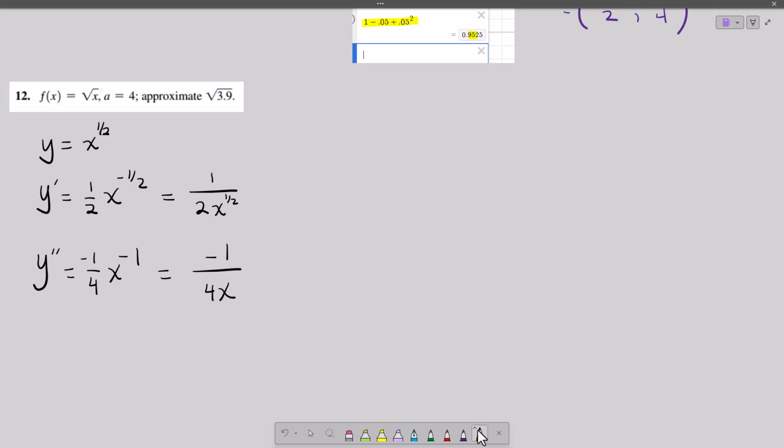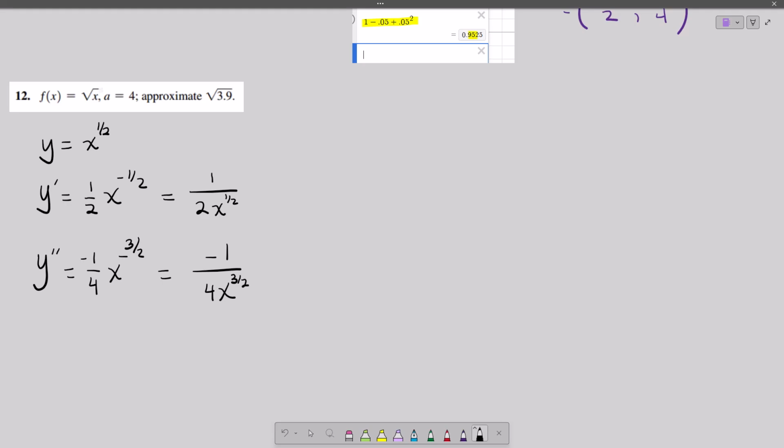Okay, so do you agree with those? I don't. What is this power here? Negative 3 halves. I subtracted 1 incorrectly. So that should be 3 halves here. I think I agree now. So 1/2 down, subtract 1. Negative 1/2 down gives us negative 1/4. Subtract 1, we get negative 3 halves.